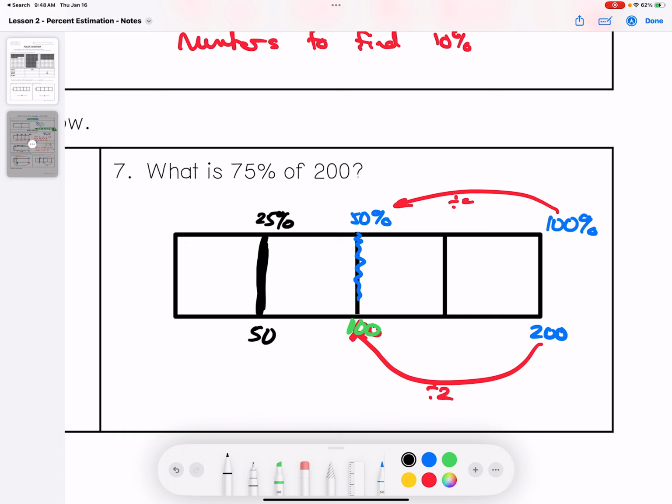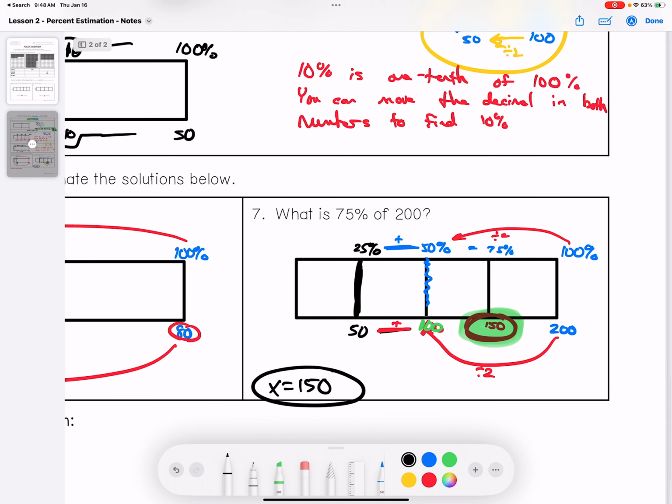So how do I make 75% from 50% and 25%? That's right, you add them up. 50% plus 25% is 75%, right? So those two added up equal 75%, which is 150. You do need to write your answer. X equals 150. And then on the last one, X equals 16, I think.